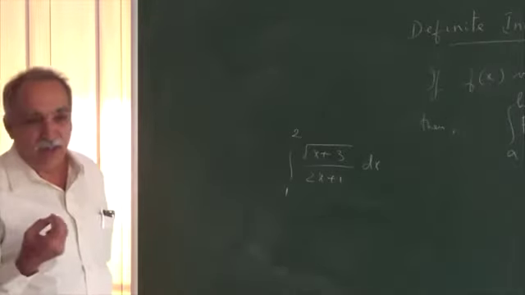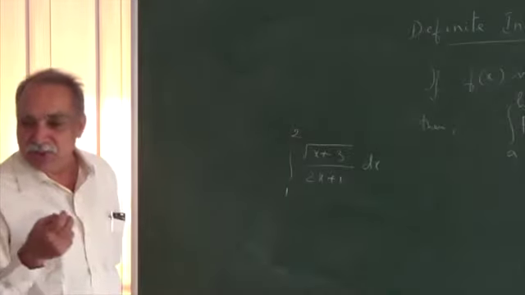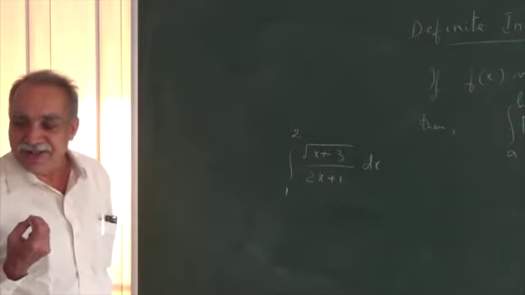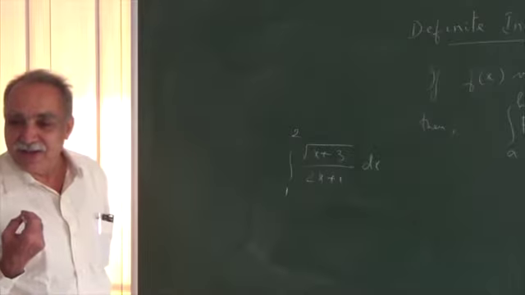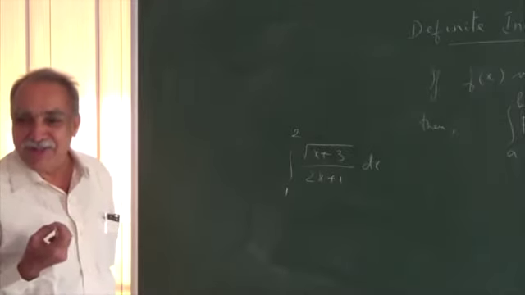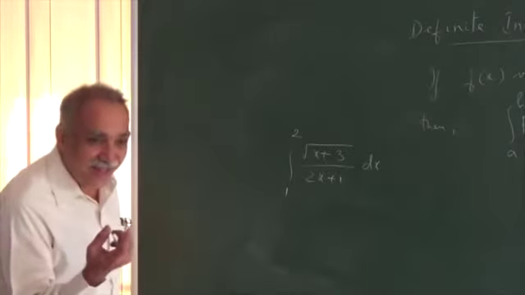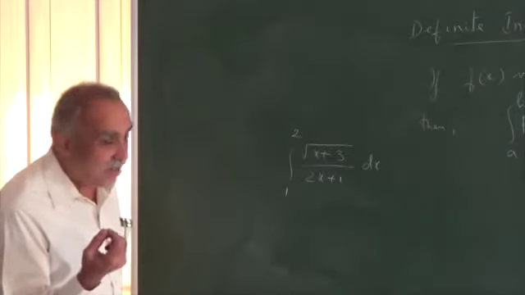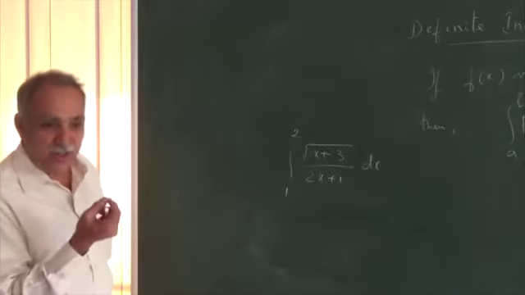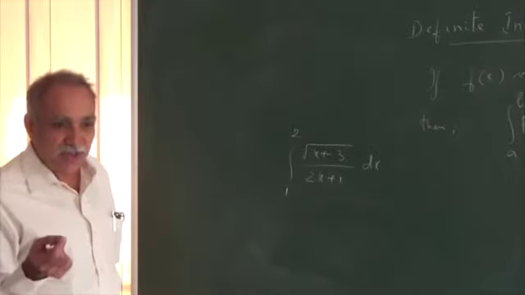Multiply numerator and denominator by root x plus 3. It will become x plus 3 by 2x plus 1 into root of x plus 3. What next? Same thing. You could have tried that at the beginning itself. After rationalizing the numerator, we get x plus 3 by 2x plus 1 into root of x plus 3.